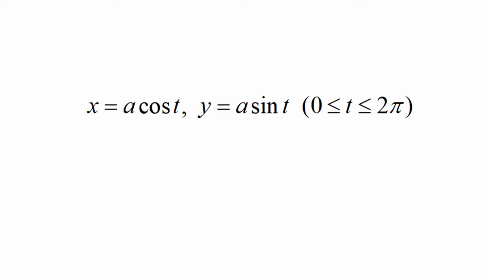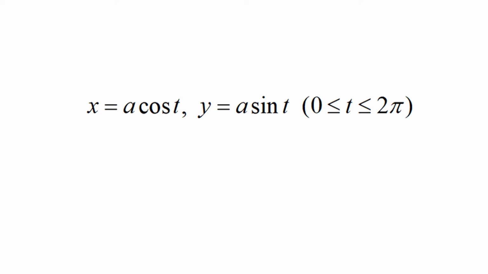Thus, from the parameterization x = a cos t and y = a sin t, where 0 ≤ t ≤ 2π, of the circle centered at the origin and having radius a, we can find the circle centered at (x₀, y₀) and having radius a by adding x₀ to a cos t and adding y₀ to a sin t.